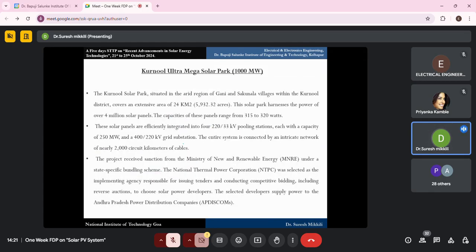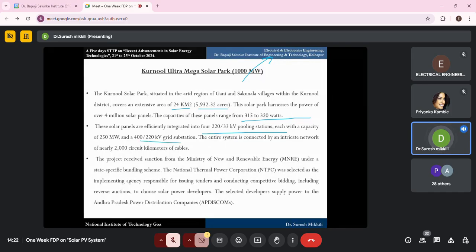Okay, so next the Kurnool power plant is there. The Kurnool power plant is also the same, it is in Andhra only. Okay, it is the next highest at 1000 megawatts. It expanded over 24 square kilometers, almost 6,000 crores. Okay, they use panels of 315 to 320 watts. Its efficiency is integrated with 220 by 33 kV systems and 400 by 220 kV subsystems.